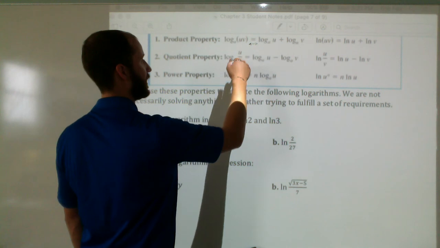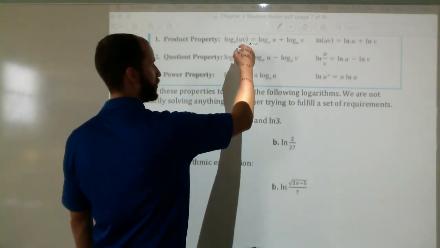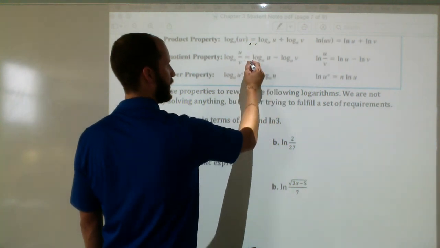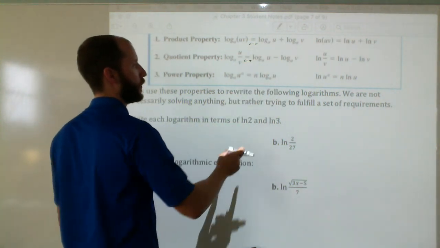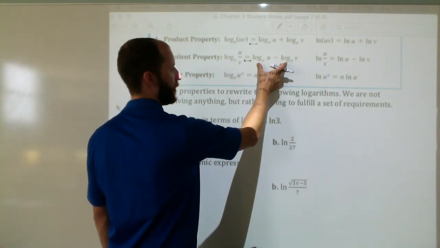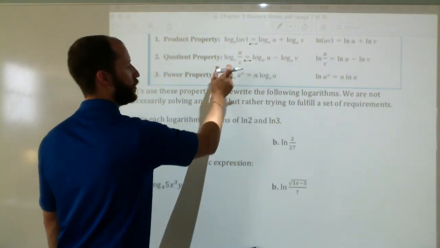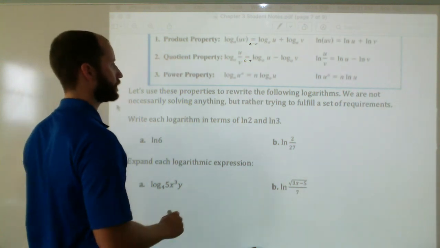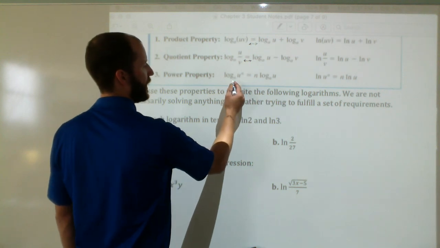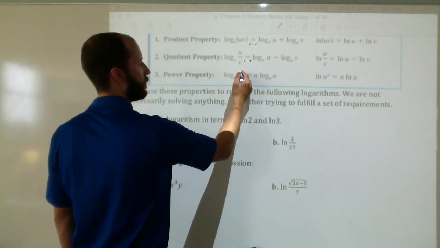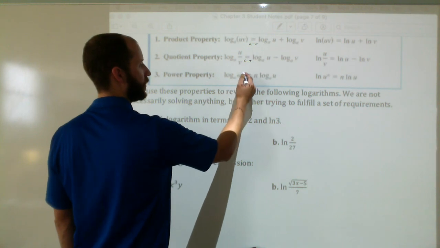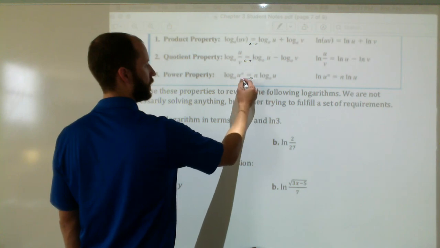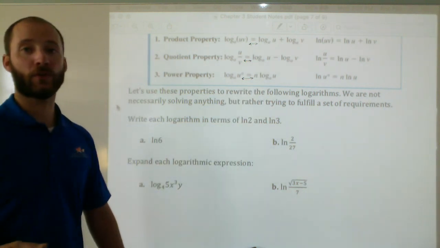Quotient property, log base a of u over v. If you have that quotient, you can split it up so that each numerator and denominator gets its own log base a. And again, that works both ways. If you have two log base a terms being subtracted, you can condense those into a single log base a of a quotient. And lastly, log base a of u to the n. If you have a power inside your logarithm, that power can come out in front and become a coefficient. And of course, that goes both ways.